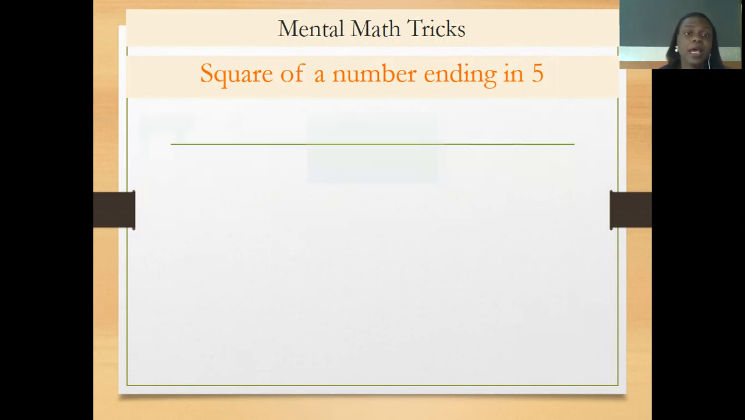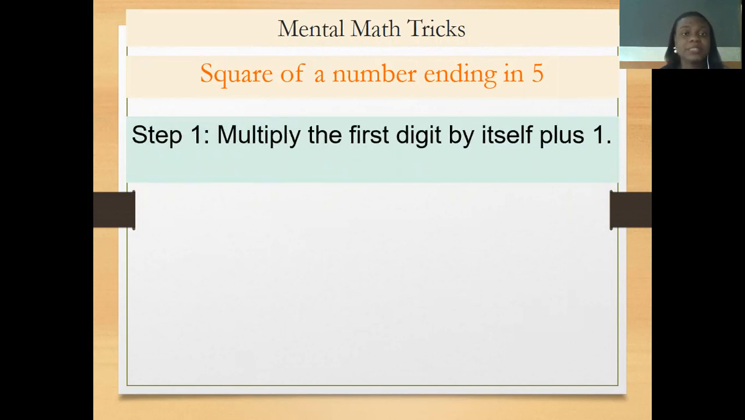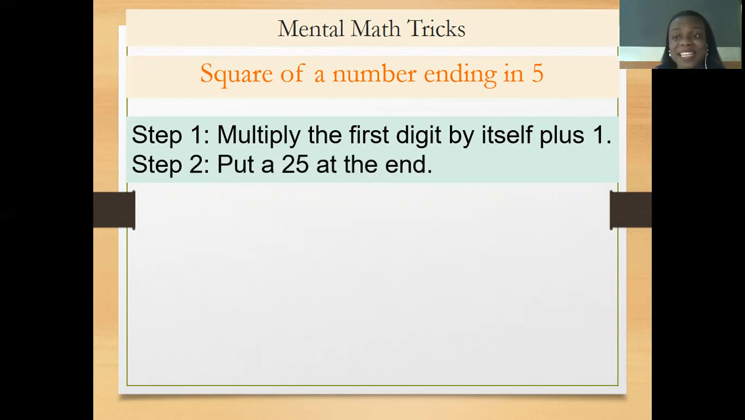How does it work? Step 1, multiply the first digit by itself plus 1. What does that mean? You take the first digit in that number, add 1 to that digit, then whatever answer you get, multiply it by the digit itself. That's step 1. Then step 2, put a 25 at the end. So that's all. There are just 2 steps.